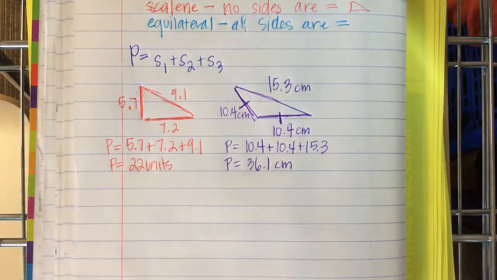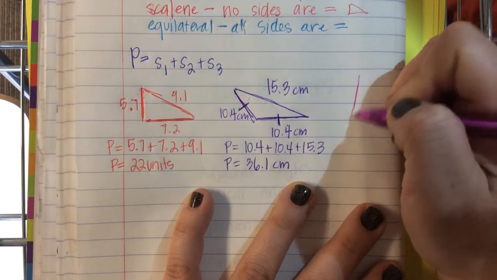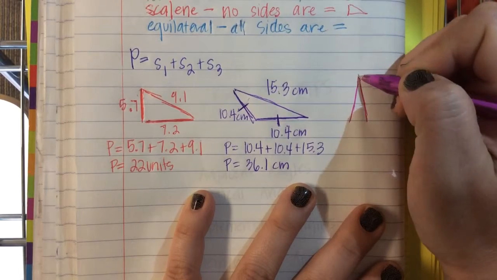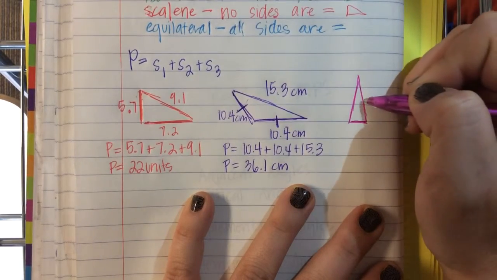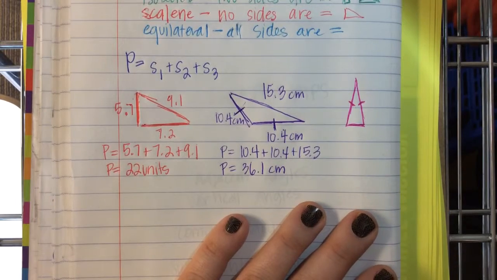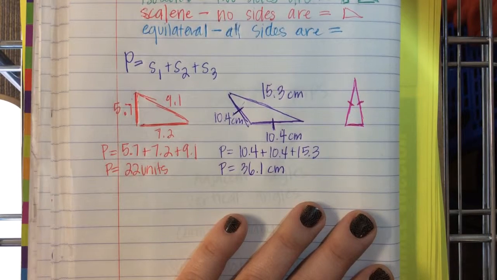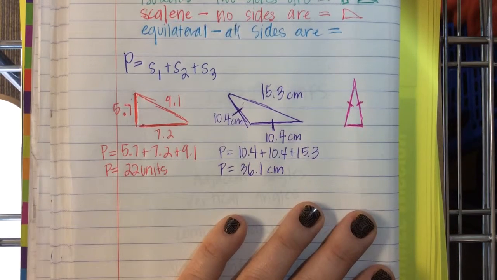All right, so let's try one more triangle. Let's try a tall and skinny one, an isosceles. What does that mean? Those two sides are equal. By definition, it's an isosceles triangle because two sides are equal.